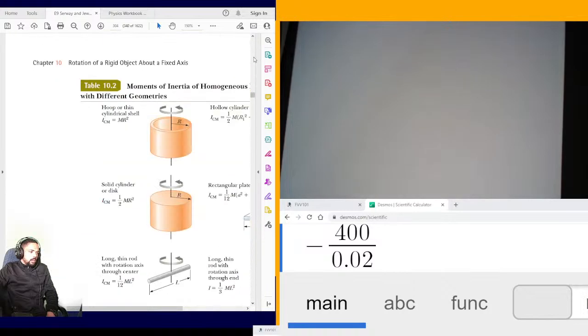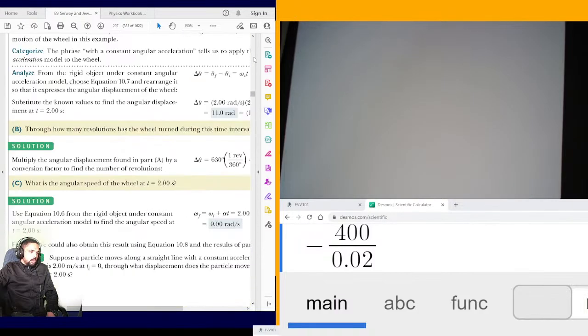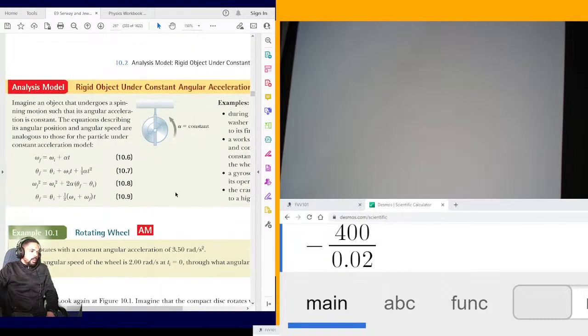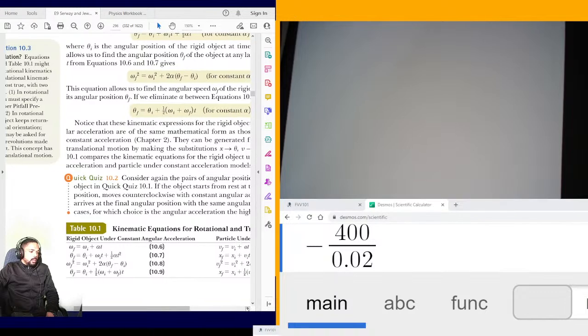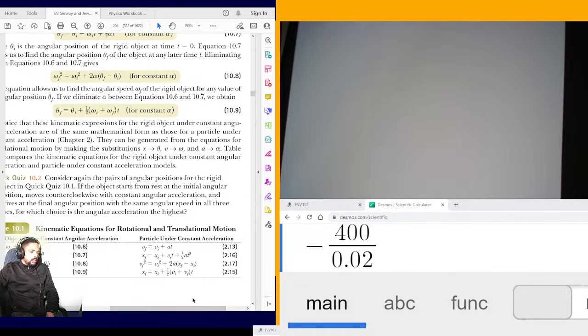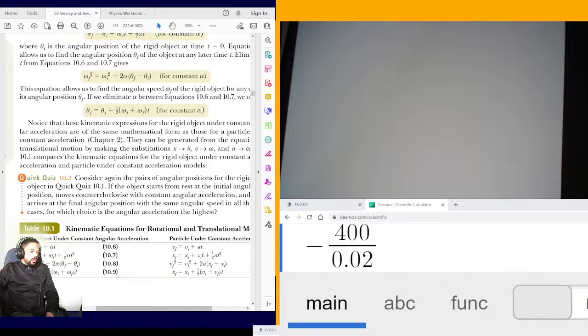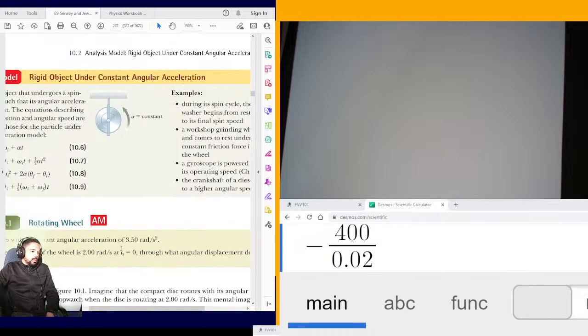There's the parallel axis theorem, moments of inertia, that's torque. Here, these are the equations I'm looking for. A rigid body under the kinematic equations for rotational and translational motion. This is translational motion, and of course these are the rotational motion, under constant acceleration, of course, it must be constant acceleration.